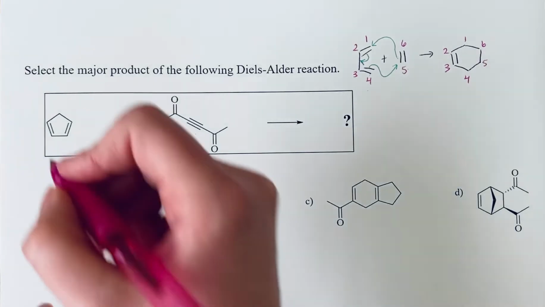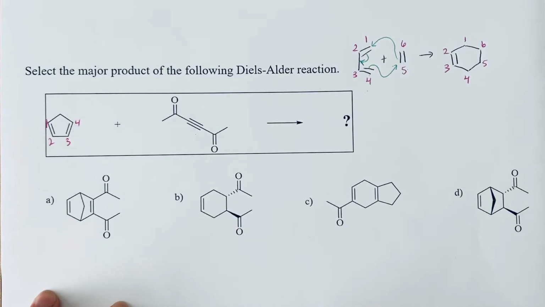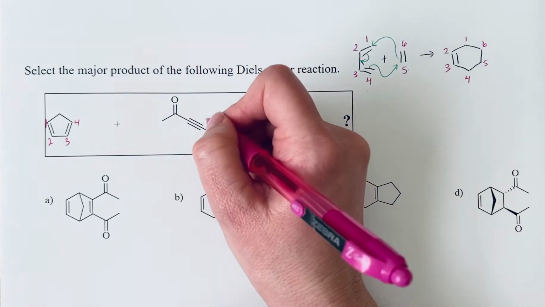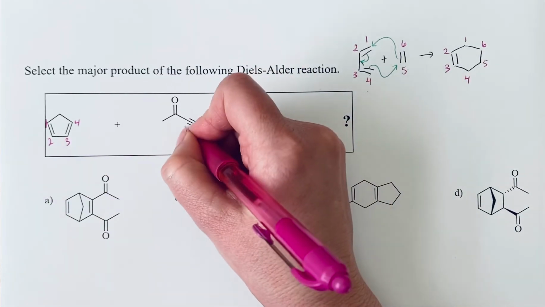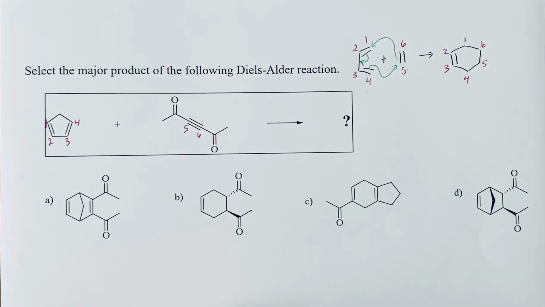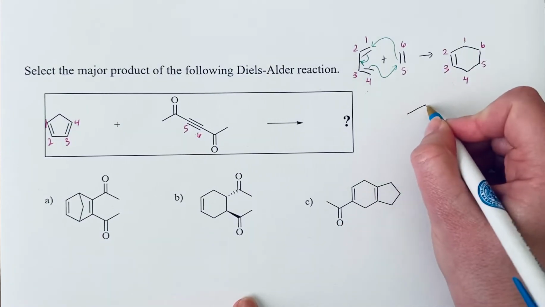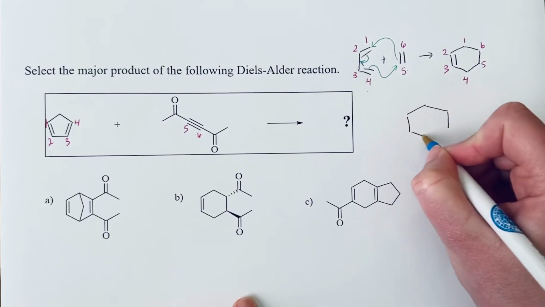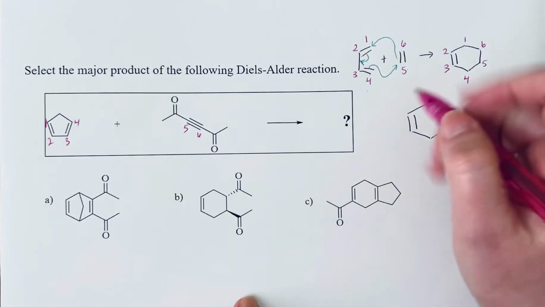So I'm going to go to the diene and number carbons 1 through 4, and then to the dienophile and number carbons 5 and 6. And notice these are both symmetrical, so it doesn't matter where I start numbering, I'm going to get the same thing. And to draw the product then, I want to first draw these 6 carbon atoms. So I'm going to draw that cyclohexene structure with a pi bond between carbons 2 and 3.